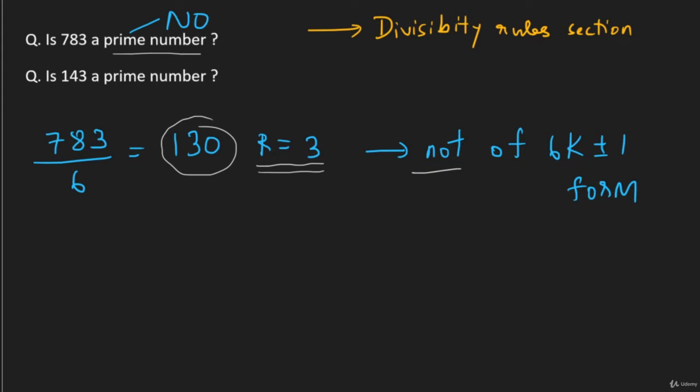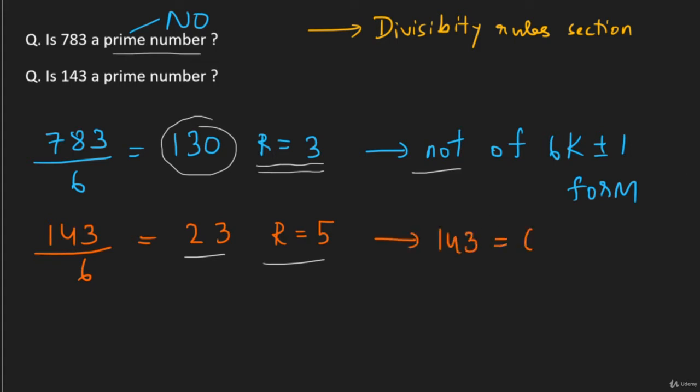Alright, let's try 143. If I divide 143 by 6, I'll get 23 as the quotient and my remainder would be 5. So this implies that I can write 143 as 6 into 23 plus 5, right? Try to do this along with me. Pause the video and keep working along with me. Now 6 into 23 plus 5 is one way of writing 143. I can also write it as 6 into 24 minus 1, right?